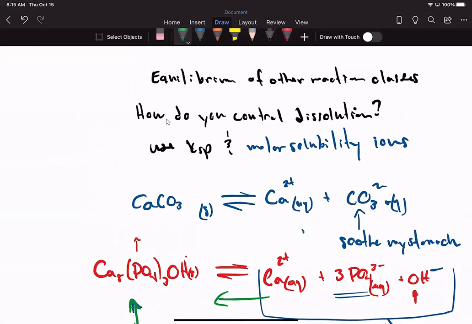How do we control the dissolution so that we keep the solid? How do we control the dissolution so that we dissolve the solid? And it's all done by calculating KSP, calculating molar solubility, the pH at which we need it, the concentrations at which we need it to either shift this reaction to promote the solid or shift the reaction to promote these aqueous ions.